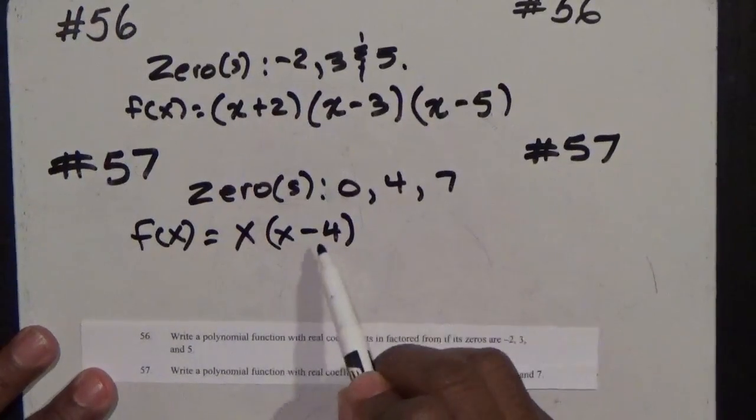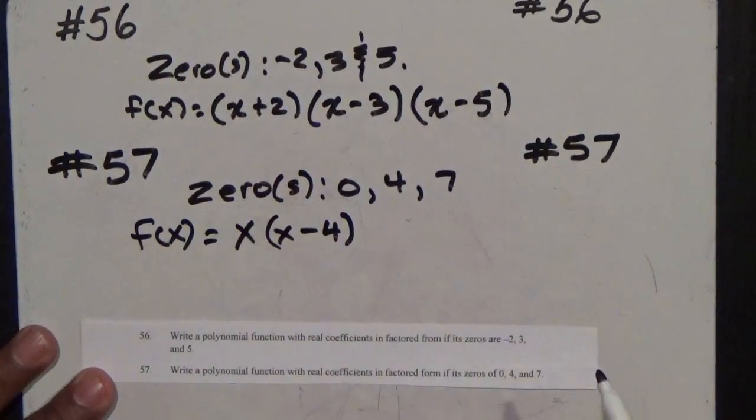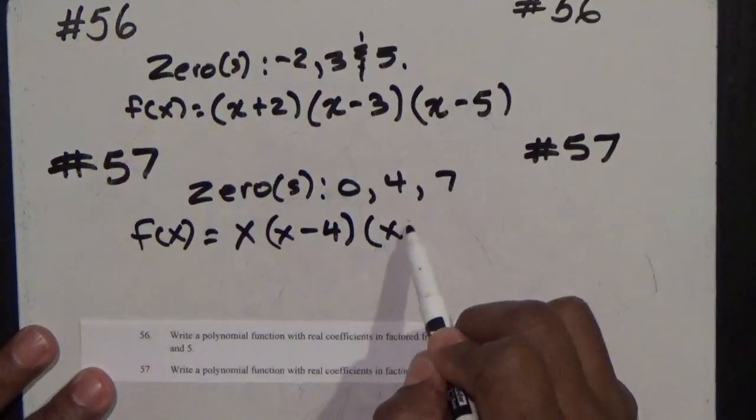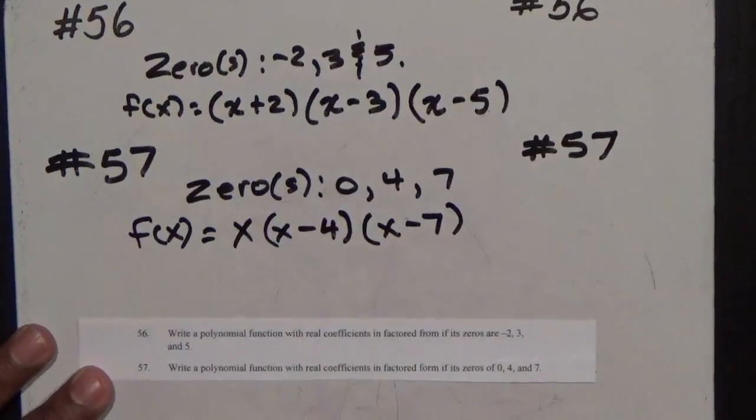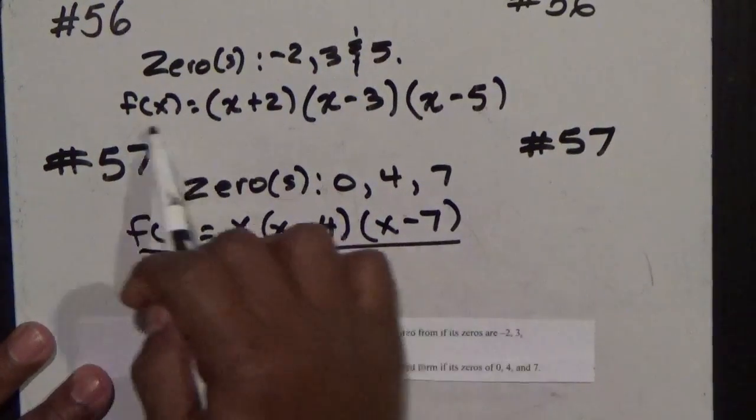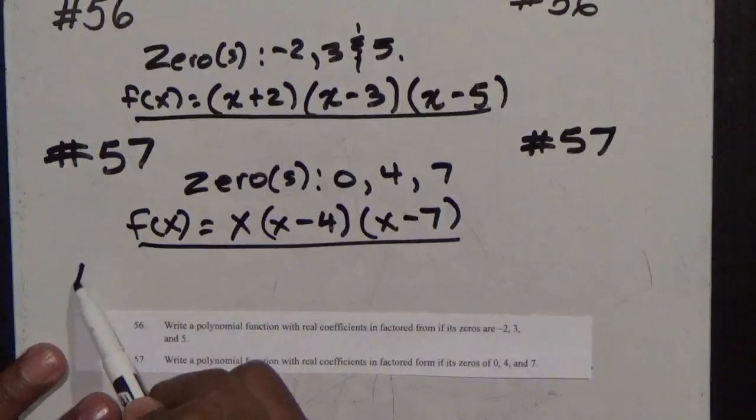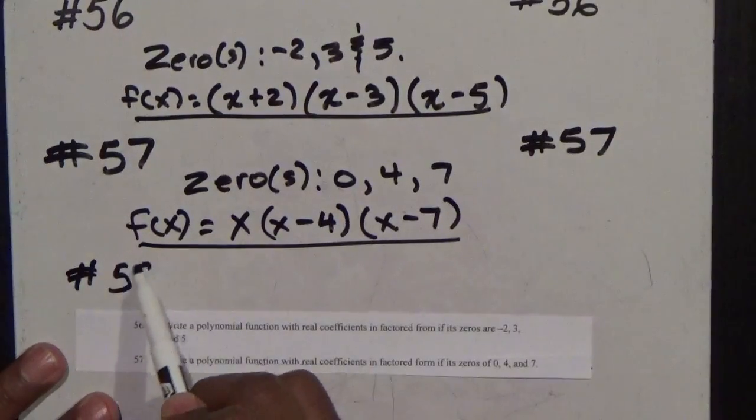Alright, the zero is 4, so the factor is x minus 4, and this is x minus 7. Alright, in factored form. So these are factored forms for those problems. Number 58.